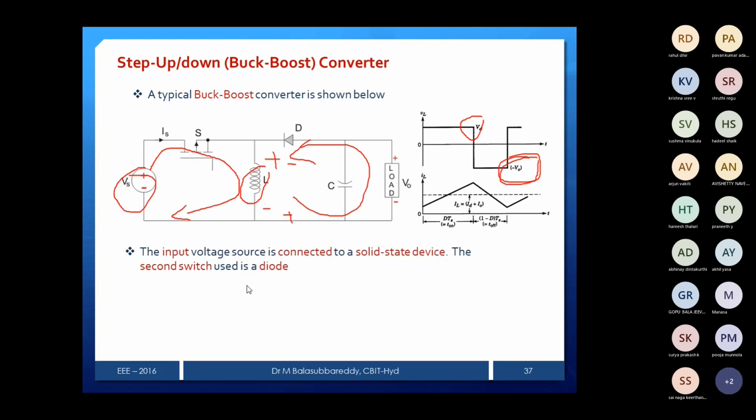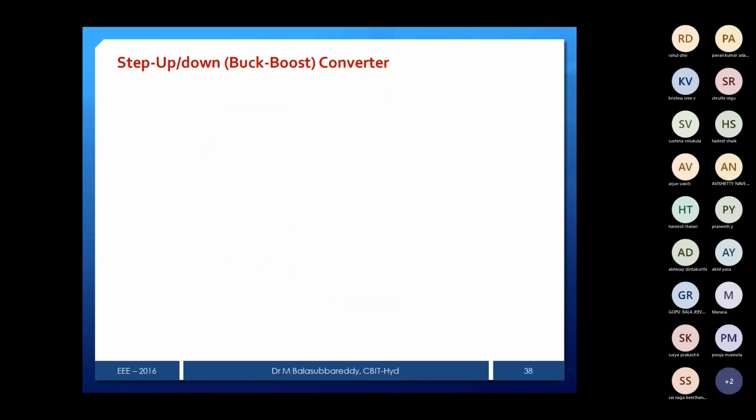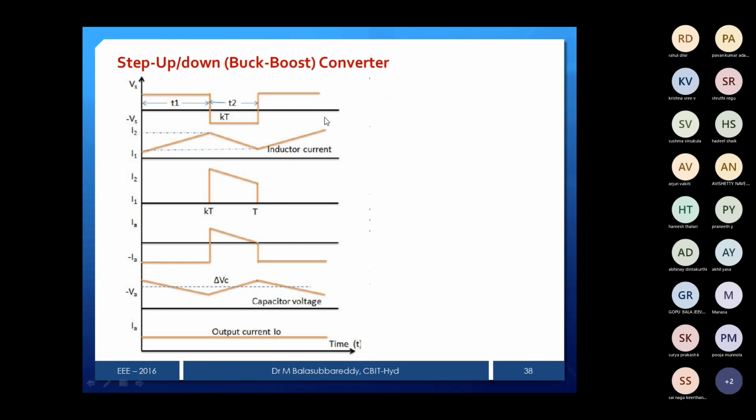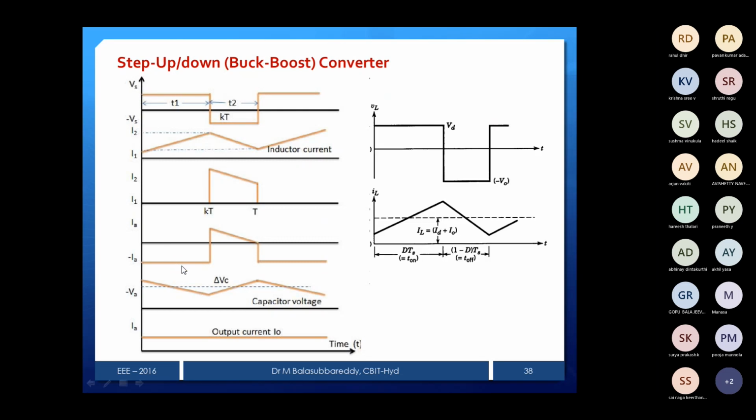Now the input voltage source is connected to a solid state device, and the second switch is a diode. That's what I told you: in all the cases, one is a solid state switch and the other is an ordinary diode that we are using. Now the diode is connected in the reverse direction. That's why you are getting a negative voltage also. Either you can use this circuit, or simply this is sufficient. Because in the DC case, these waveform shapes are not uniform, that is what you have to analyze in the circuit.